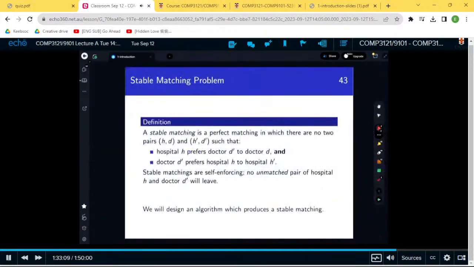So formally, we say that a matching is stable, or a perfect matching is stable, if there are no two pairs, H, D and H prime, D prime, where H and H prime are hospitals and D and D prime are doctors, such that H actually prefers D prime, and H prime prefers D, but the current matching assigns D to H and D prime to H prime.